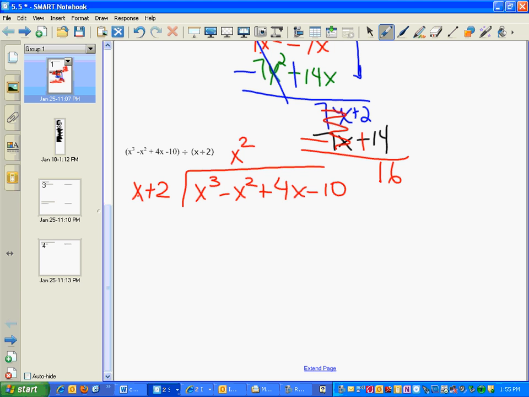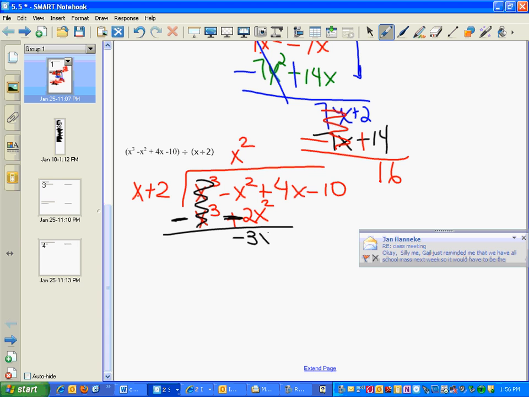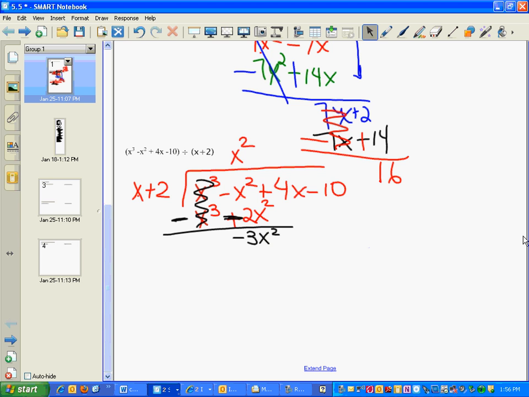And I do what? And I get x cubed plus 2x squared. And what do I need to do? You got to remember to change the signs, otherwise your first term's not dropping out. And what is that left with here? And then, what do I do next? So make sure you're telling me it's a plus 4x, right? And what do I do?